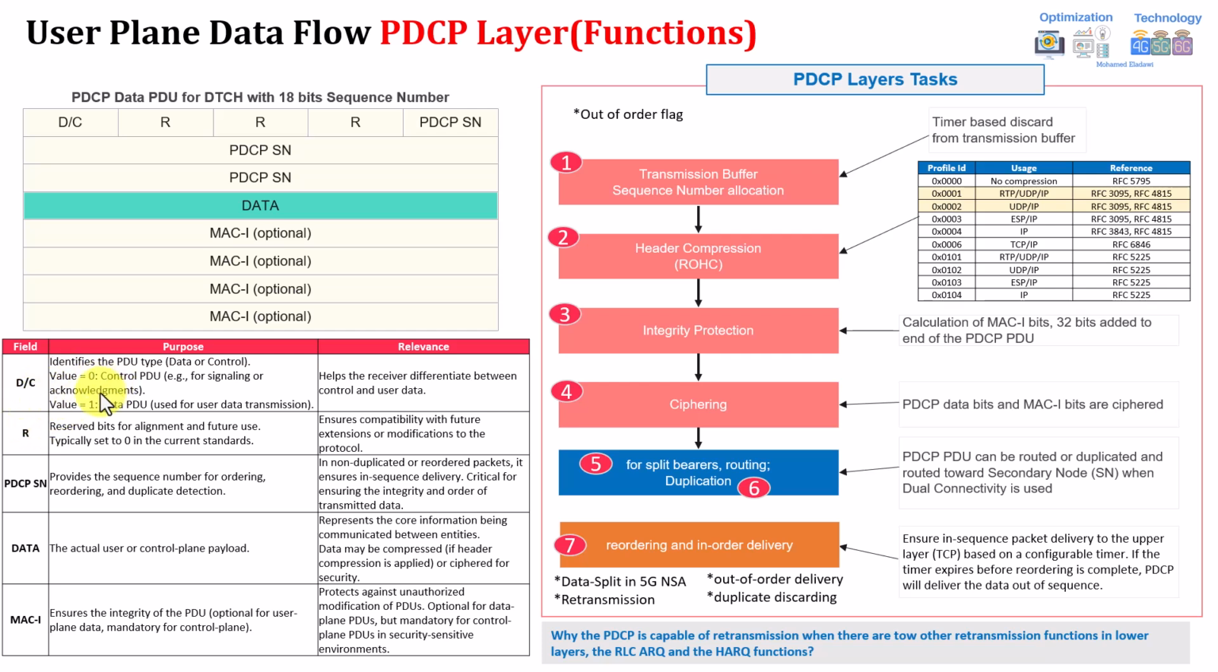D/C, if the value is 0, this means this is a control PDU, meaning it's asking, for example, for signaling acknowledgement. While 1 is a data PDU. And our main focus today will be the data PDU. And this is just reserved for future use. It's not used for anything.